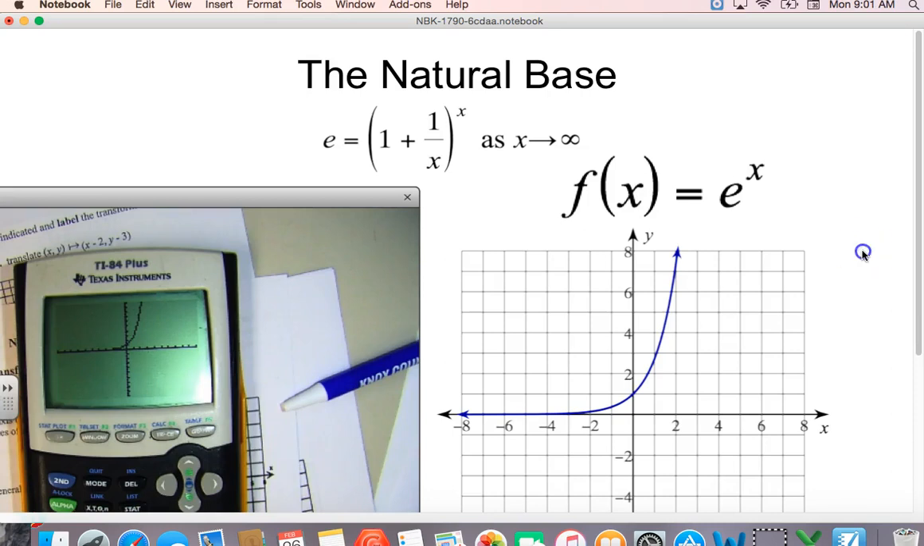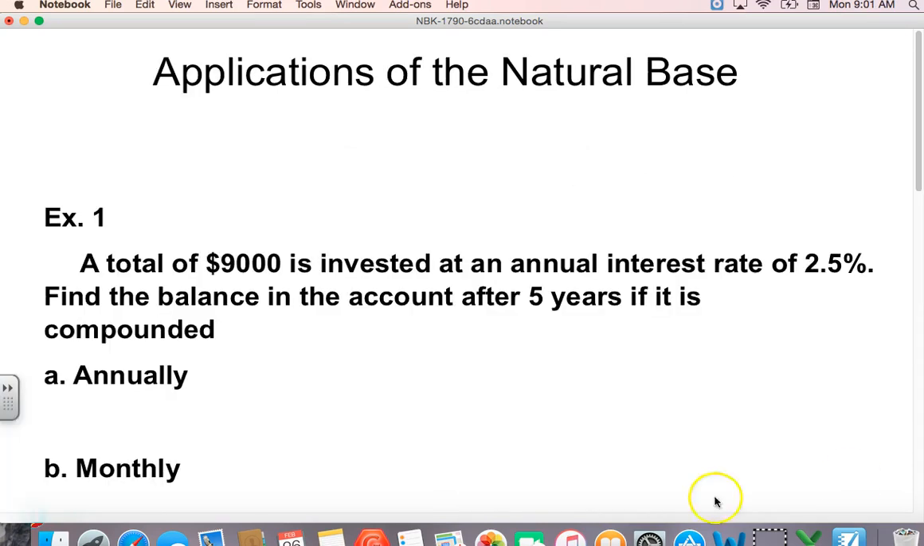It's again kind of like pi, just a random decimal that we use in the real world that happens sometimes. So let's look at applications of the natural base. One application is in banking. If you invest some money in a bank account, the account is going to grow over time, and your interest rate is going to add some money to your account. So we use e a lot of times to do that.